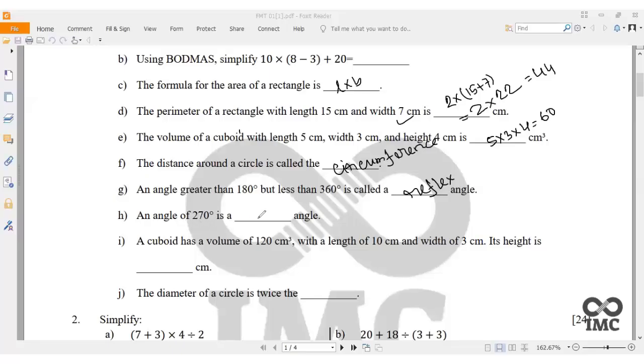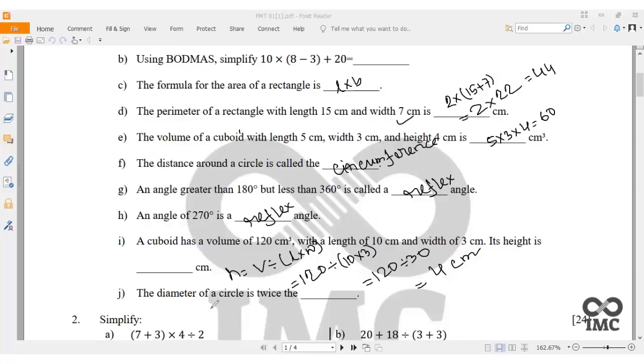Number H. An angle of 270 degree is a reflex angle. A cuboid has a volume of 120 centimeter cube with a length of 10 centimeter and width 3 centimeter. Its height is, so what is the formula for height? Height equal to volume divided by length multiplied by width. Here volume is 120 divided by length is 10 and width is 3. So 120 divided by 30. 120 divided by 30 will be 4 centimeter.